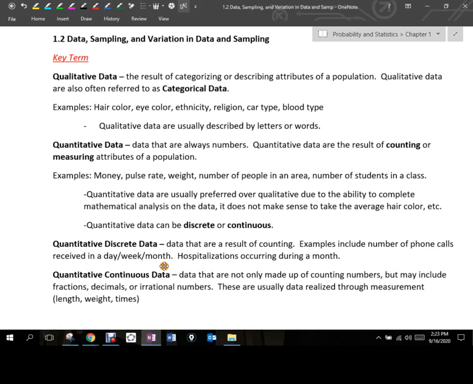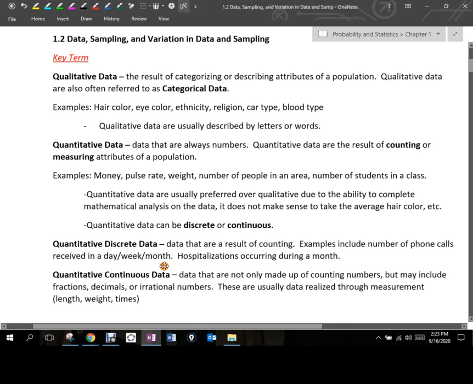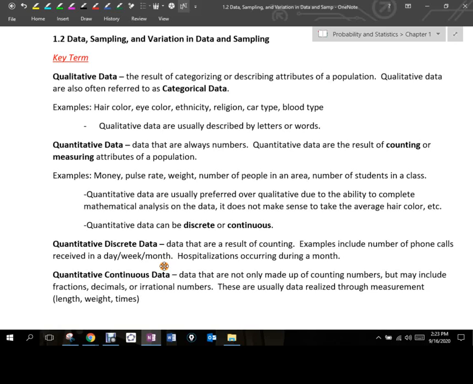If something is countable, it's going to be discrete. Otherwise, it is continuous. Okay, does that make sense to everybody? So when I'm trying to determine what kind of data I have, the first thing I ask myself is, is it quantitative? Yes or no? If it is, good. If not, automatically qualitative, and I'm done.